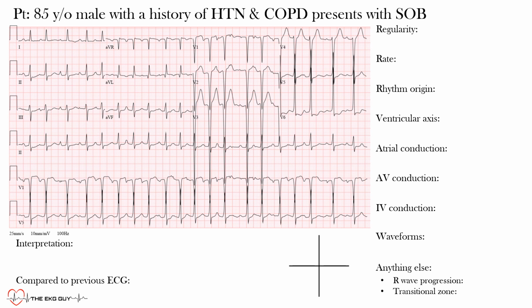So this week's case is an 85-year-old male with a history of hypertension and COPD that presents with shortness of breath. His presenting EKG is shown here.